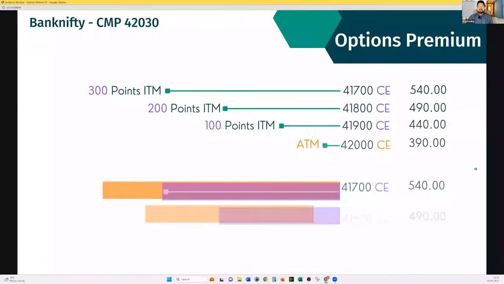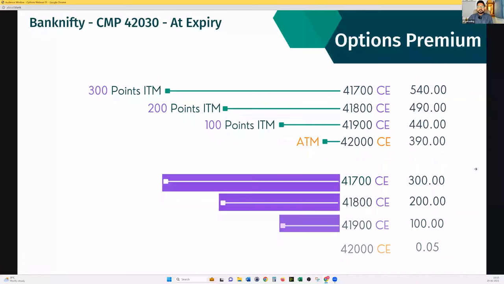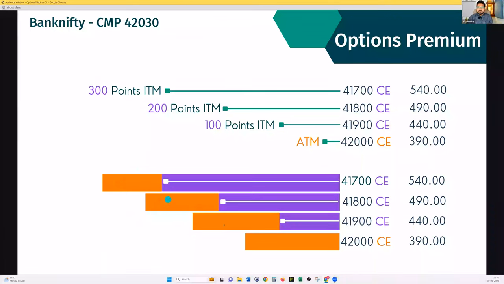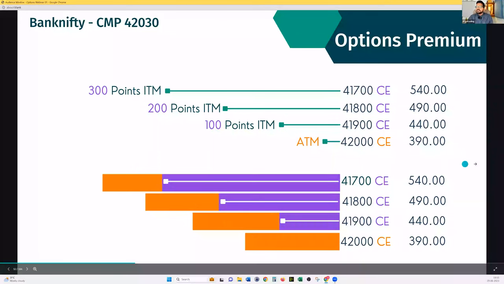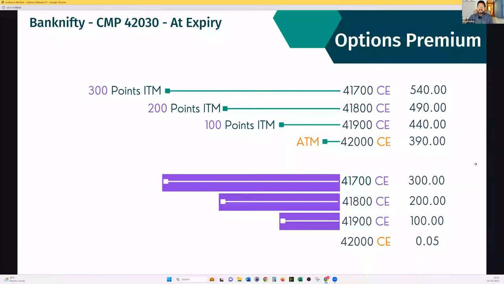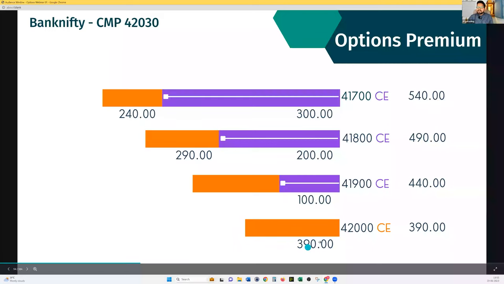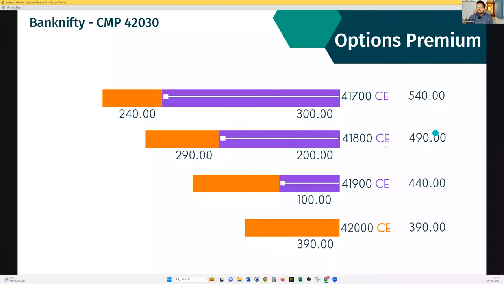Okay. So now, that's what happens over here. This 440 rupees of premium now comes to 100, because the extrinsic value, what you've seen over here, has become zero at expiry. Only the intrinsic value is there. Now you can see the 390 rupees of premium is only extrinsic value. On this 440 rupees of premium, only 100 belongs to intrinsic value. On this 490, only 200 belongs to intrinsic value. The remaining 290 belongs to extrinsic value.